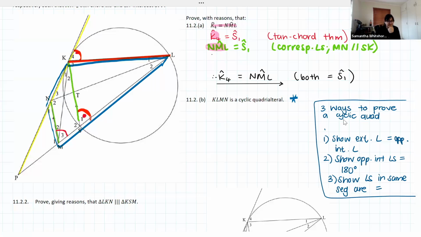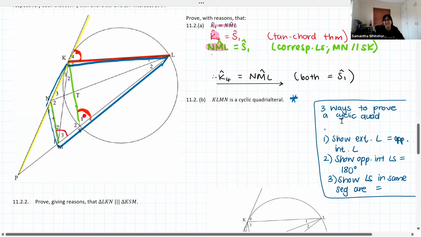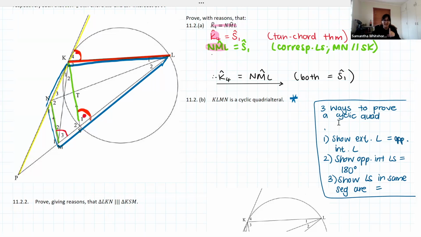Ma'am, I was going to say that is the exterior angle, the one that we proved before, where we said K4 is equal to S1. We could use that to prove it. Nice, exactly, amazing. Okay, so exactly what Kanyisile said there. I will write it down formally in a second. So I put the three ways down there, and Kanyisile has used the exterior angle one.